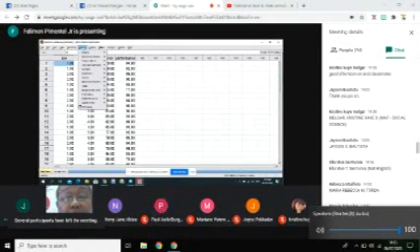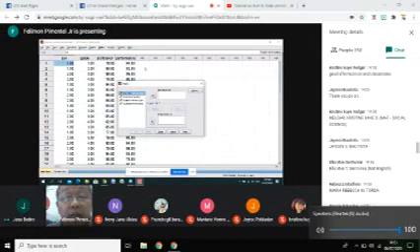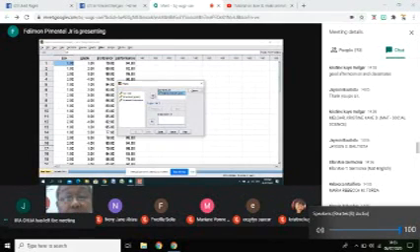Again, we are going to analyze. From the analyze, we go to compare means. From the compare means, we click means. Once you have clicked the means, you will be shown the dialog box for the means. For the dependent list, we are going to transfer English proficiency. And for our independent list, we will be transferring sex.